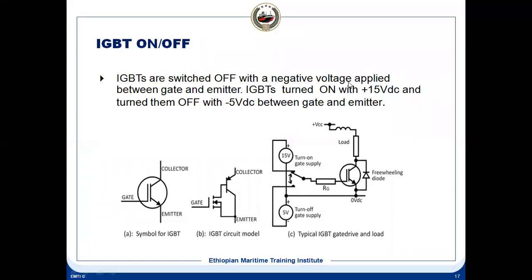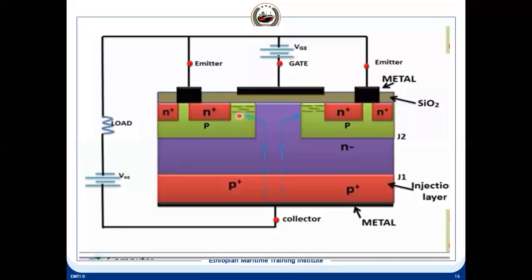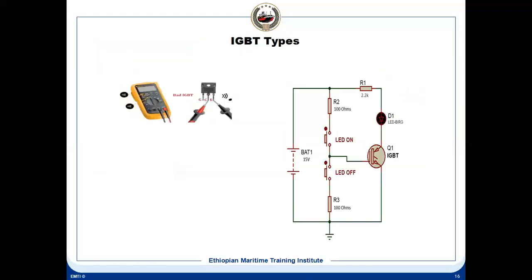IGBTs are switched off with a negative voltage and switched on with a positive voltage. So a positive voltage will turn it on, a negative voltage turns it off. That's what you have seen in this circuit. You see here a negative voltage. This is the negative side. This negative voltage will turn off this. This positive voltage will turn on this.